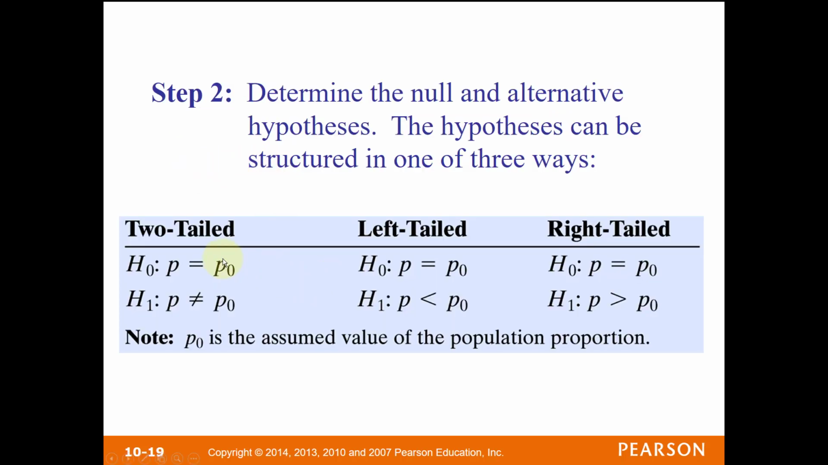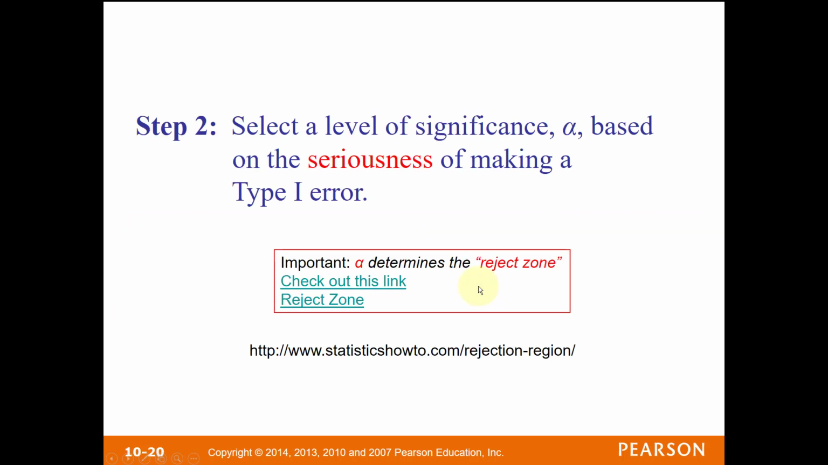There's 3 ways to set up the null and alternative hypotheses. Pretty easy: difference, decrease, increase. You select a level of significance based on the seriousness of making a type 1 error. That's what this book keeps saying, and that's why I have it here, just to be consistent with the textbook. But the truth of the matter is you have to look both at the consequences of a type 1 error and the consequences of a type 2 error. Remember that type 1 is false positive, type 2 is false negative, and you adjust the sensitivity of the test based on alpha depending on the consequences of making type 1 and type 2 errors.